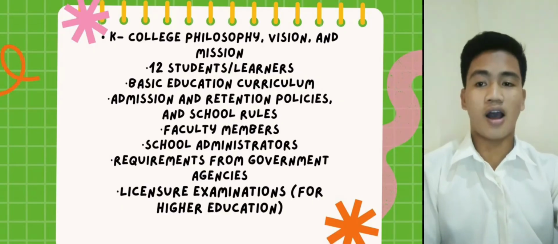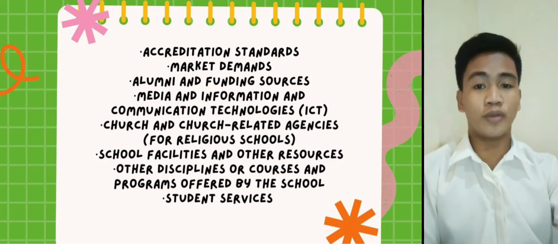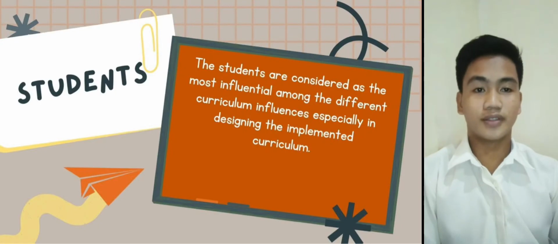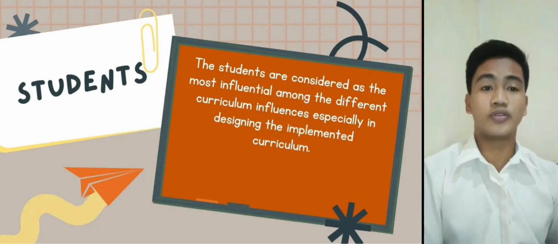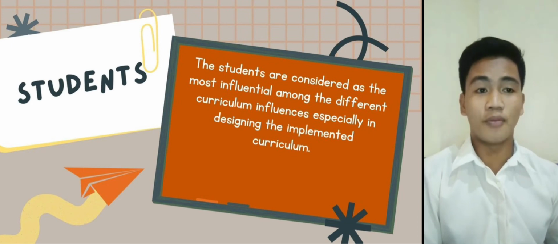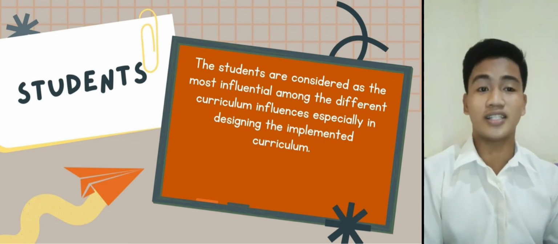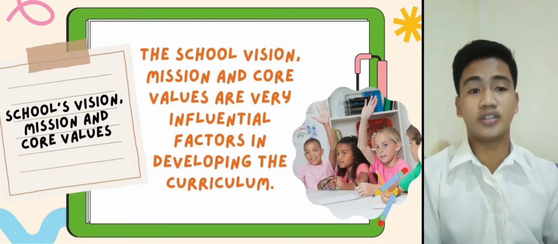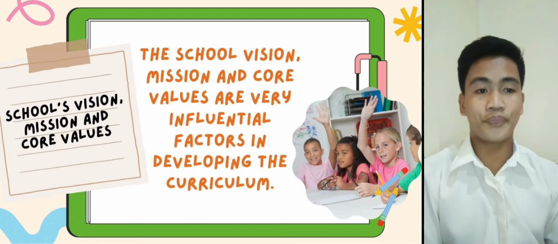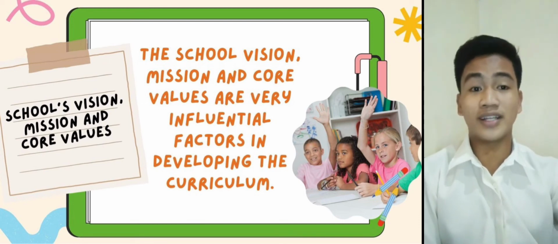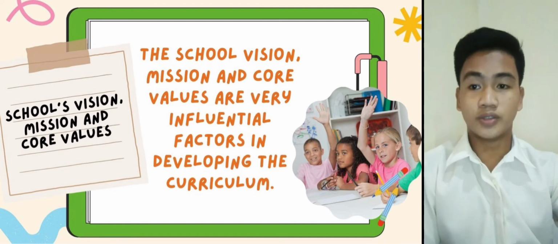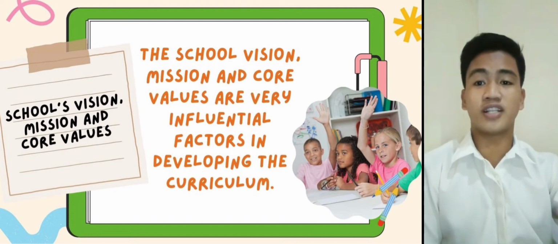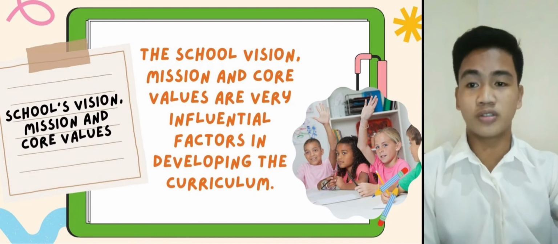And these are the identified curriculum influences that I will show you. Students are considered the most influential among the different curriculum influences, especially in designing the implemented curriculum. The school vision, mission, and core values is very influential in developing curriculum. They are the fundamental basis in developing four elements of curriculum: goals and objectives, content, learning experience, and the evaluation.